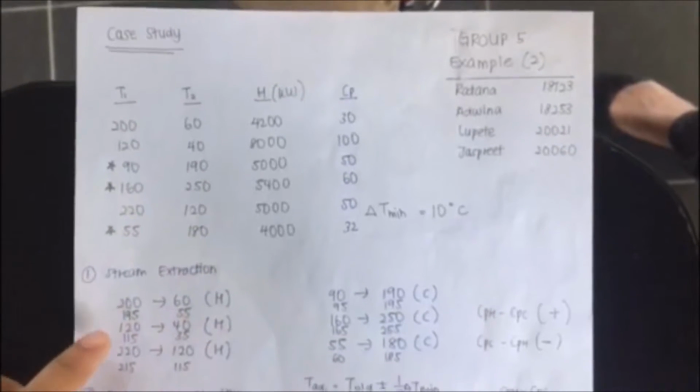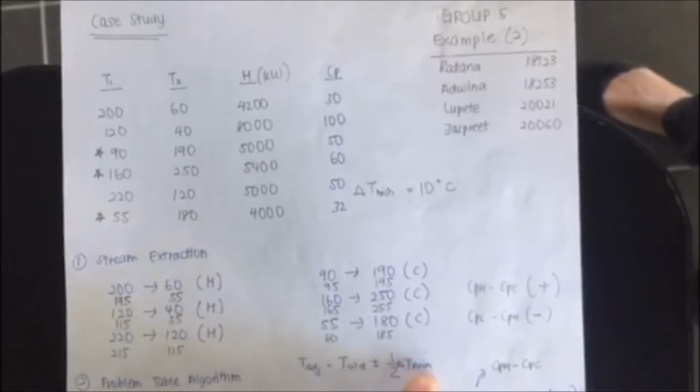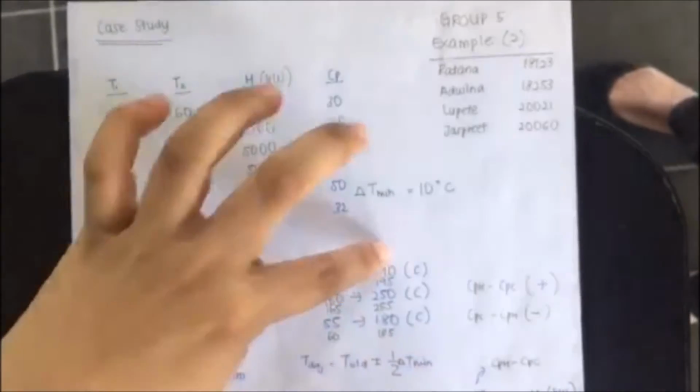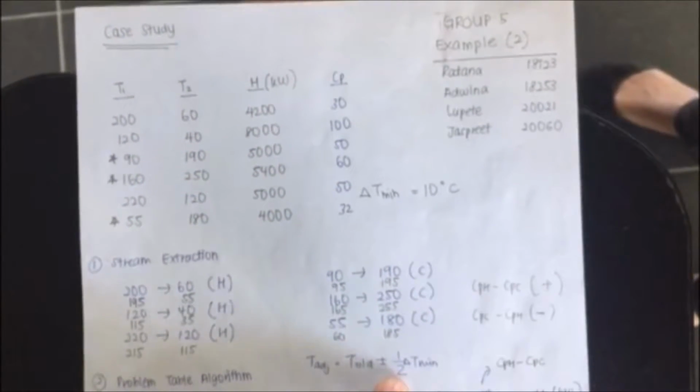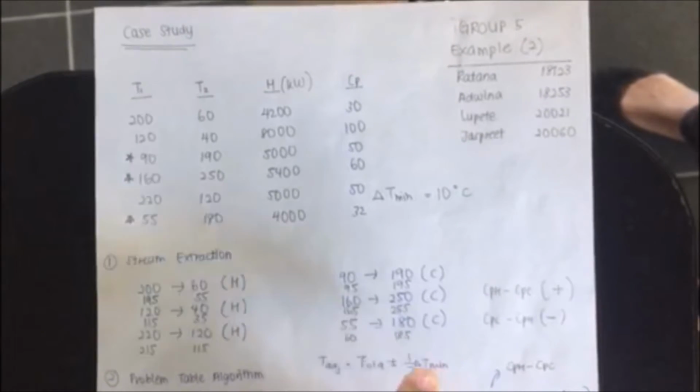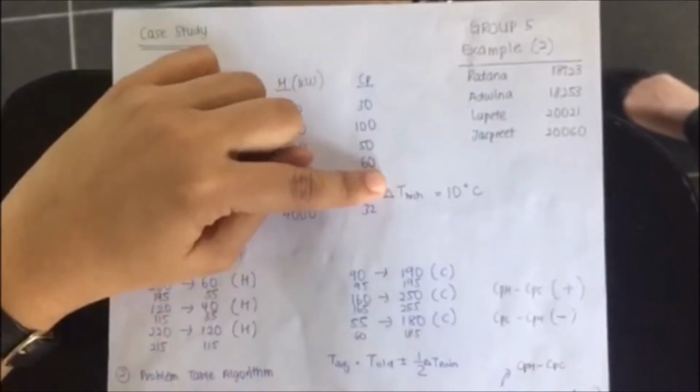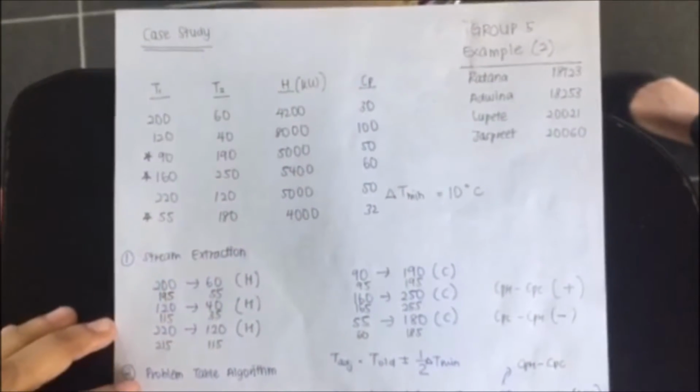After obtaining the 3 hot streams and 3 cold streams, we will use the adjusted temperature formula to get the temperatures for the next step, the problem table algorithm. For the hot stream, we subtract half of delta T min, and for the cold stream we add half of delta T min. For this we use delta T min as 10 degrees Celsius.